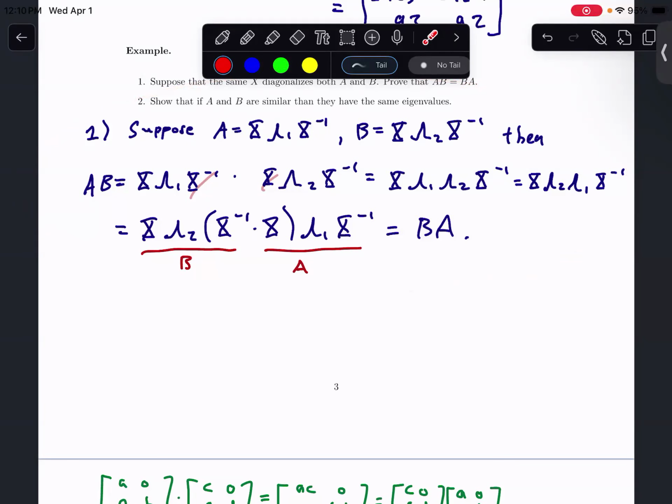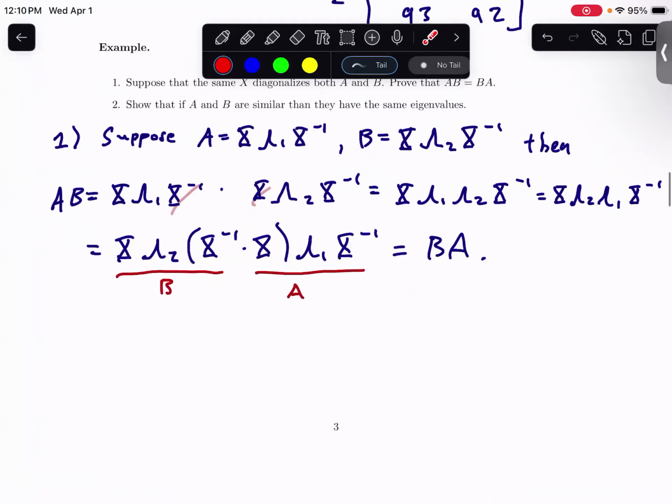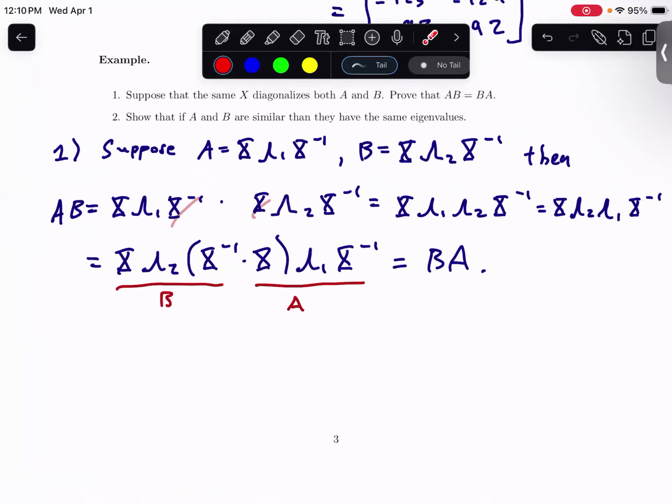Yeah, part 2, this is going beyond just talking about diagonalization and talking about similarity in general. So the claim here for 2 is that if A and B are similar, then they have the same eigenvalues. This isn't making any sort of statement about the eigenvectors. The eigenvectors could be different, but we're just saying they have the same eigenvalues.